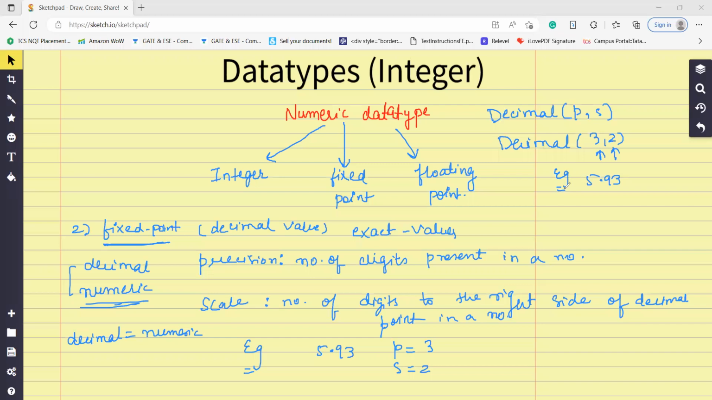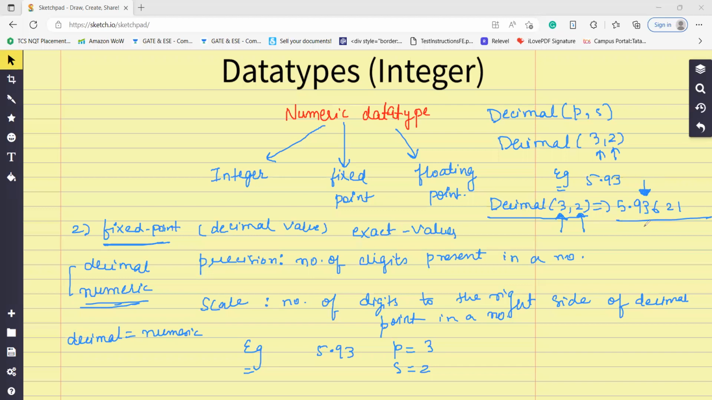Okay, now there is one important thing that is present here. Like if I'm going to write down decimal 3, 2 and I'm going to write down this value 5.93621. Okay, see what we have written. We have mentioned that precision should be 3 and scale should be 2, but someone has stored this value. Okay, just by mistake, or just the person is mischievous and they have stored this value in this data type.